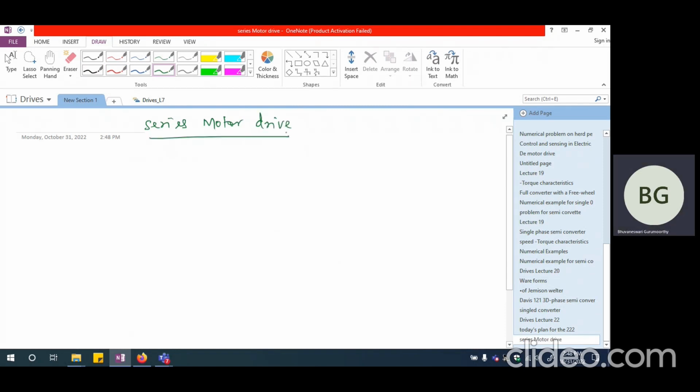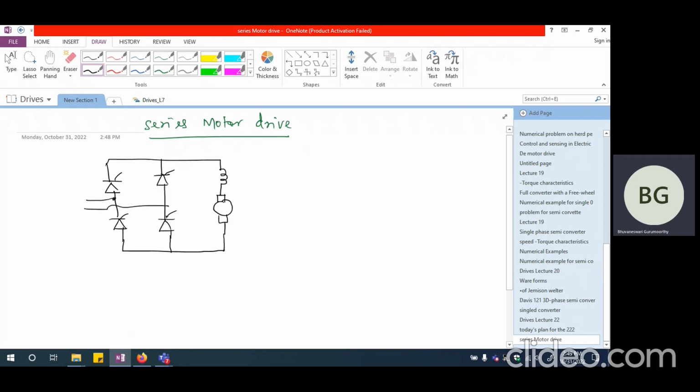So what happens to a series motor drive when you are looking at its functionality? So let's start with the single phase fully controlled converter case. So if this is going to be the single phase fully controlled converter, which is feeding the series motor drive. So this is going to be the field and here is the armature. Both of them are in series and that is being fed by this fully controlled converter. And here is our source voltage.